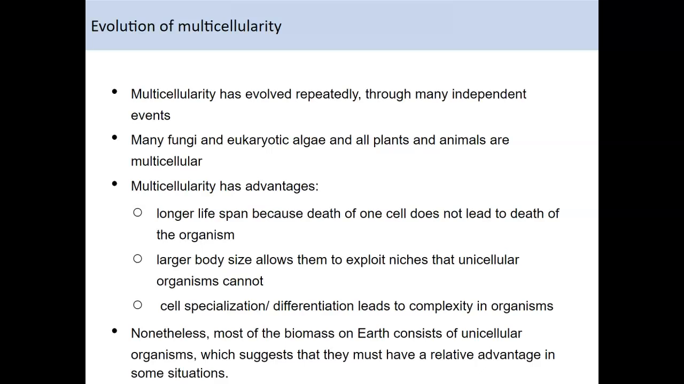Even though multicellularity does have so many advantages, most of the biomass on Earth still consists of unicellular organisms, which suggests that they must have a relative advantage in some situations over multicellular organisms. And that is it for the notes on the origin of cells.